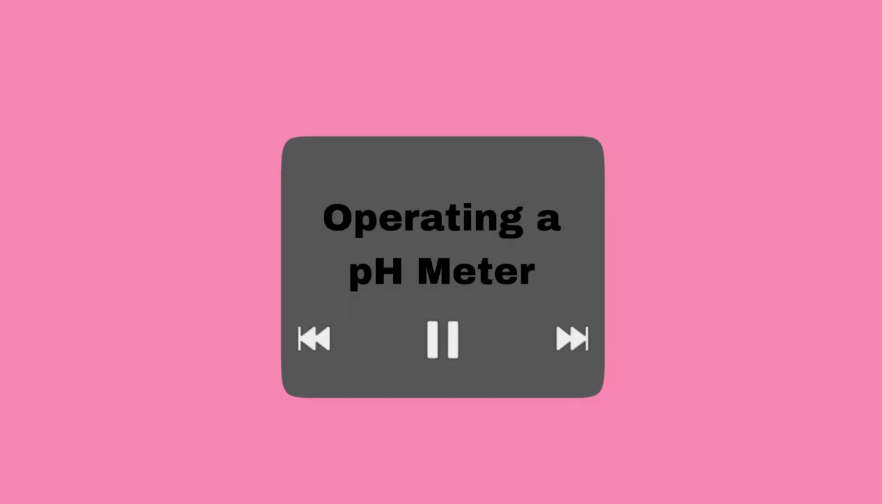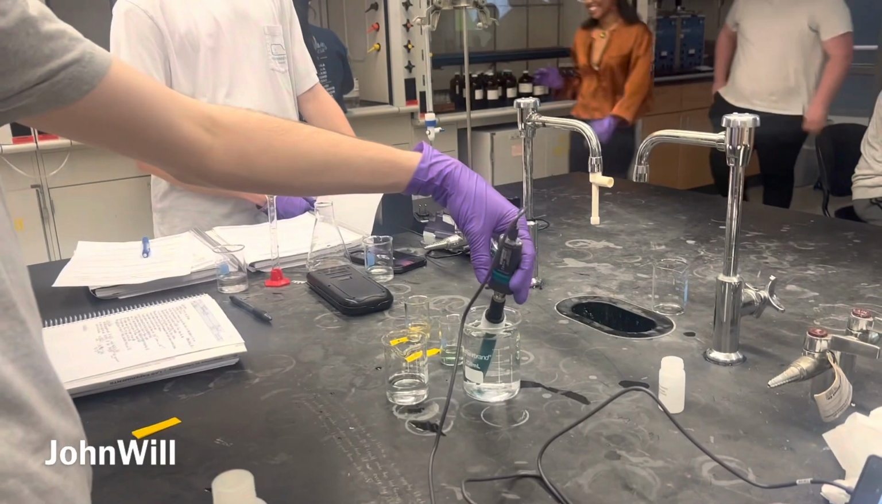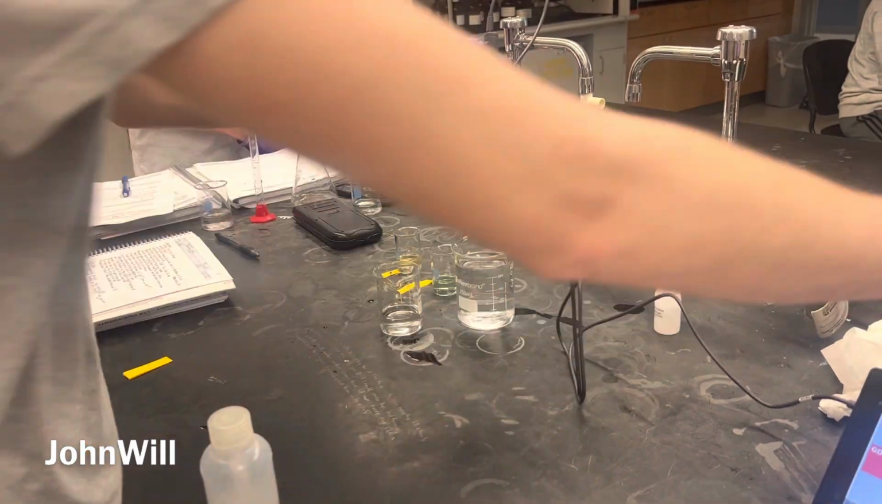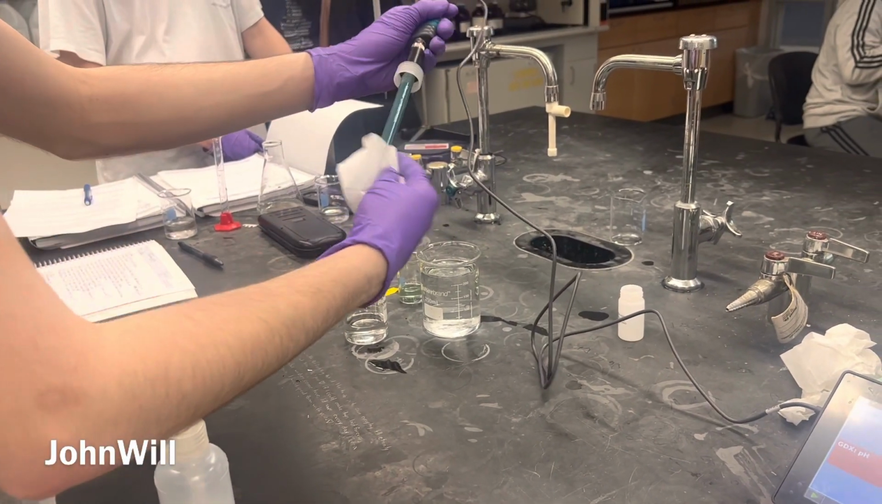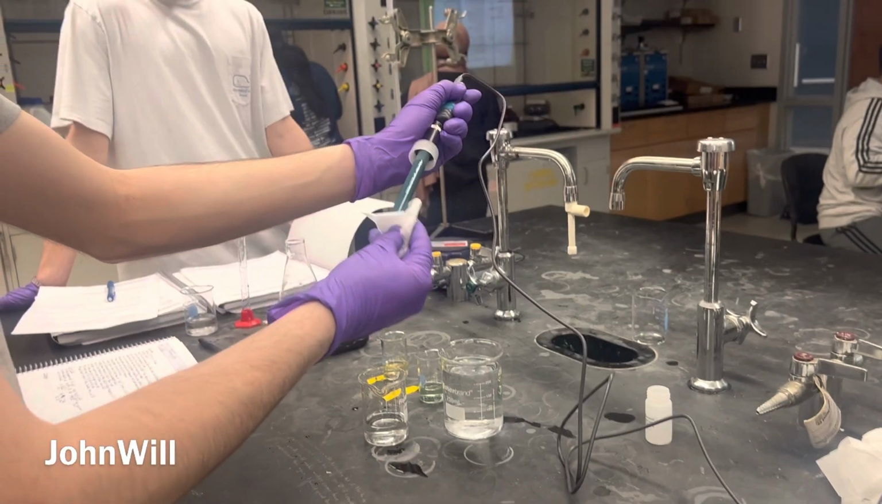In the next few videos, you will see each of us demonstrate how to operate a pH meter. After removing the bottle and pushing the cap up the probe to avoid damage, we washed the probe with deionized water and then chem wiped.